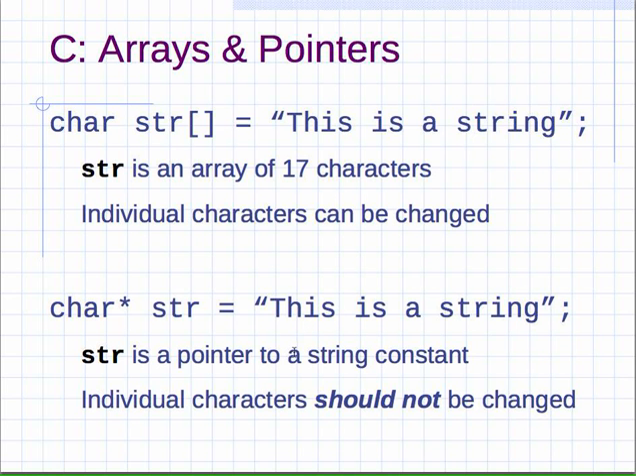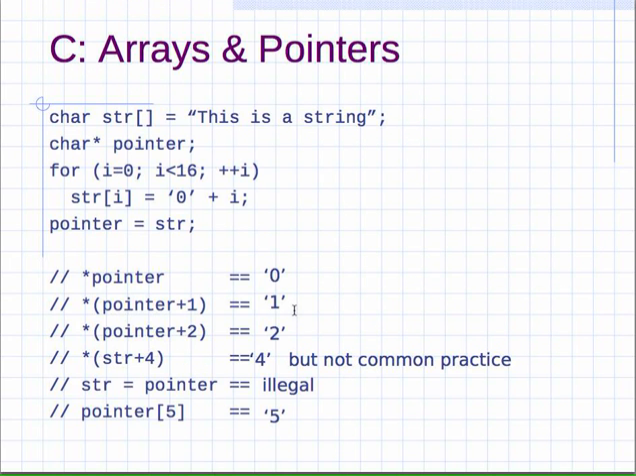Okay, so there's a subtle difference. If you declare it this way, you're saying, okay, this is a character array or a string that I can change. If you say char star str and assign it the value of a pointer to a string, then the understanding at least is that you should not change any of the individual characters. Okay.